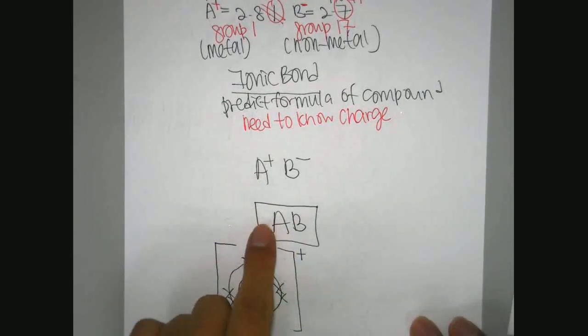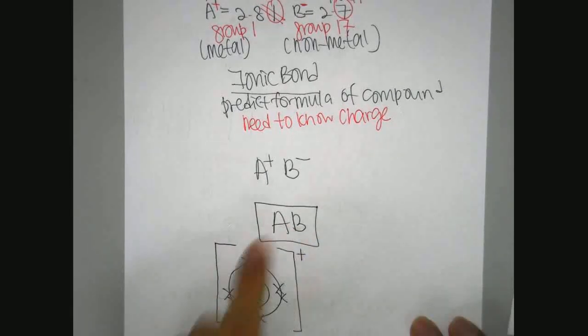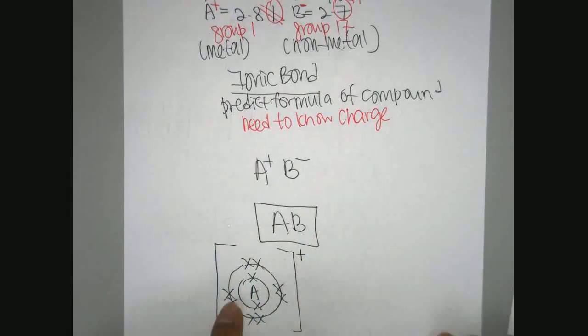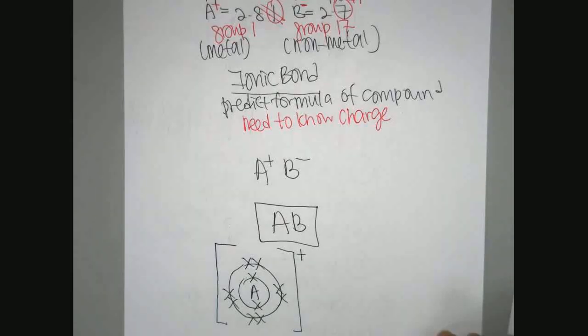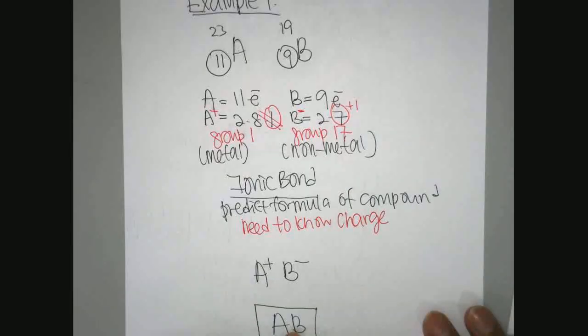If this formula is A2B, you have to draw 2 similar A. It depends on the formula. That's why it's very important for us to predict the formula, so only then do we know how many A and how many B we should draw. So now we should draw B. So B, what should you draw?